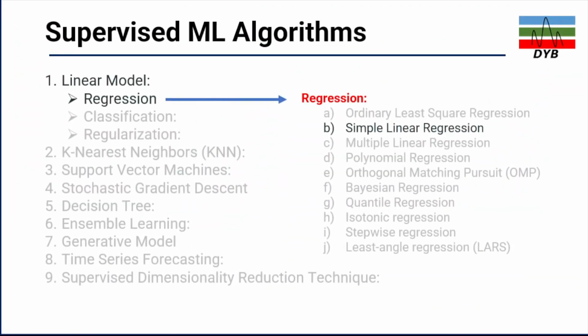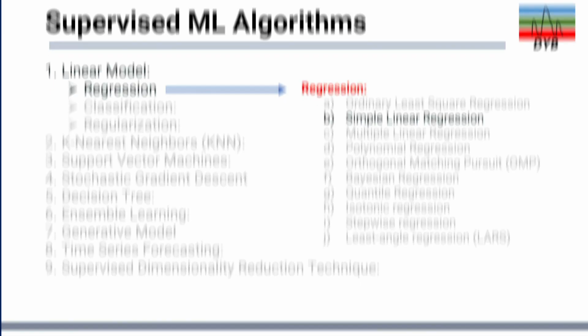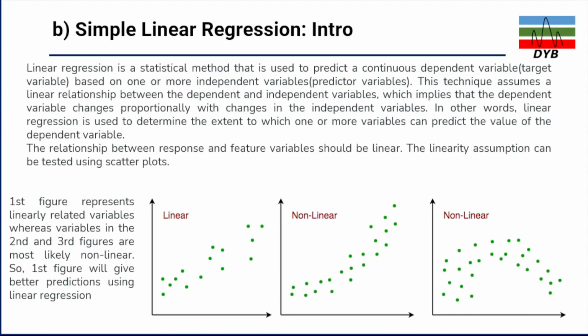Now let's look at simple linear regression, which is the second type of supervised machine learning algorithm in the regression section. This is the common method which we normally use. It belongs to the statistical subject, and it is used to predict a continuous dependent variable, that is the target variable, based on one or more independent variables. In this you have one dependent and one independent variable.